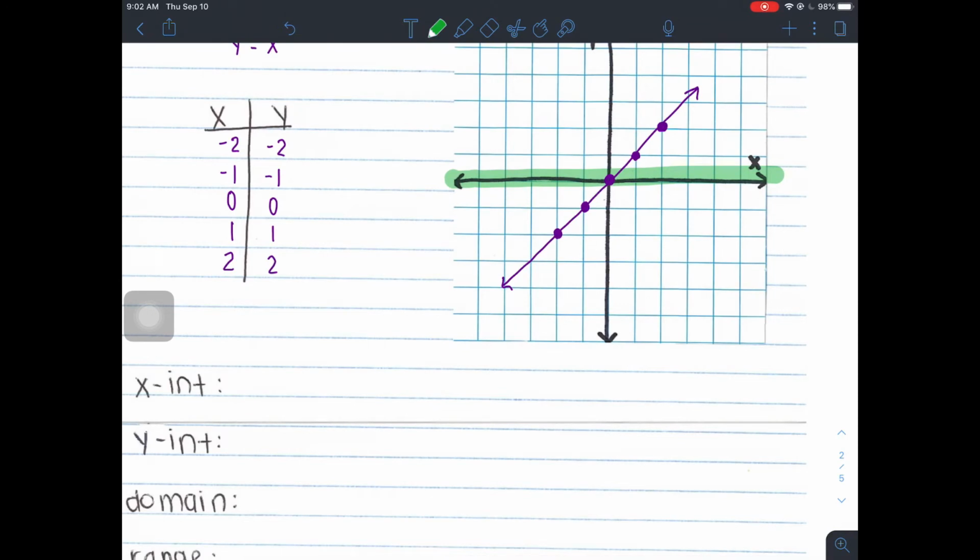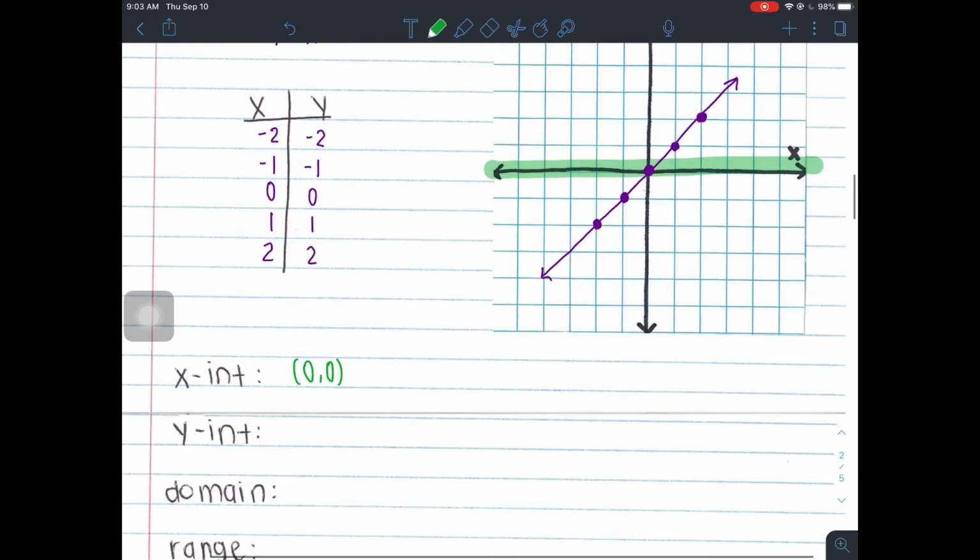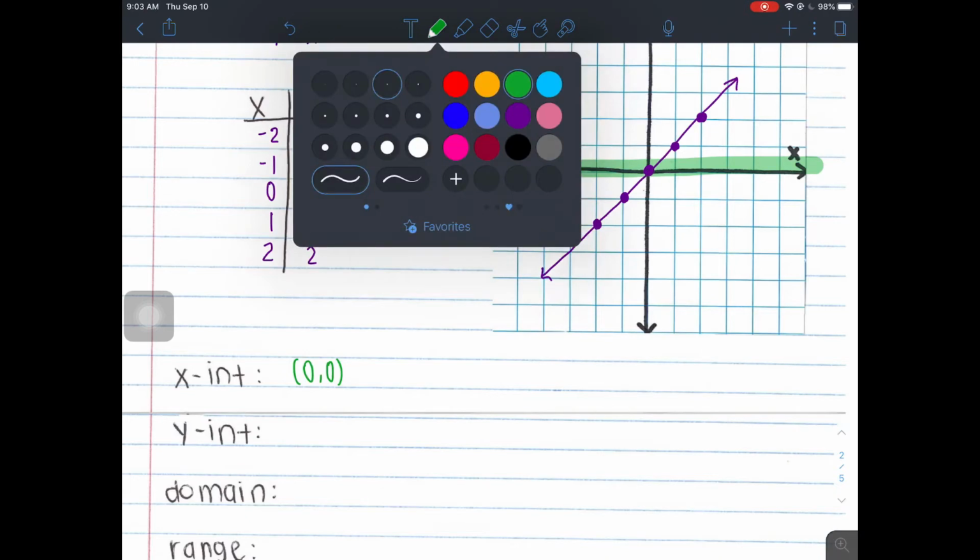Now, you must write this as a point, and here's why. If you tell me that it's located at 0, I'm not going to know where to go, because in order to locate a point, I need an x value and a y value. So you don't want to just say 0. You've got to tell me 0, 0, telling me exactly where the point is, telling me where the x value and where the y value is. So please make sure you write them as ordered pairs.